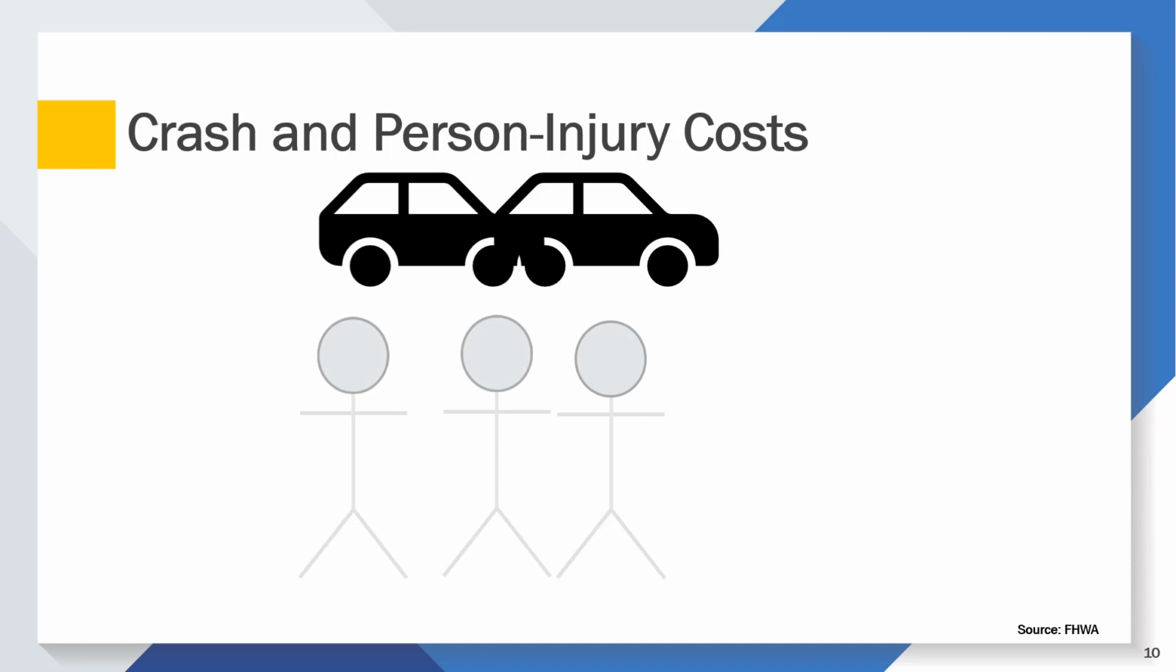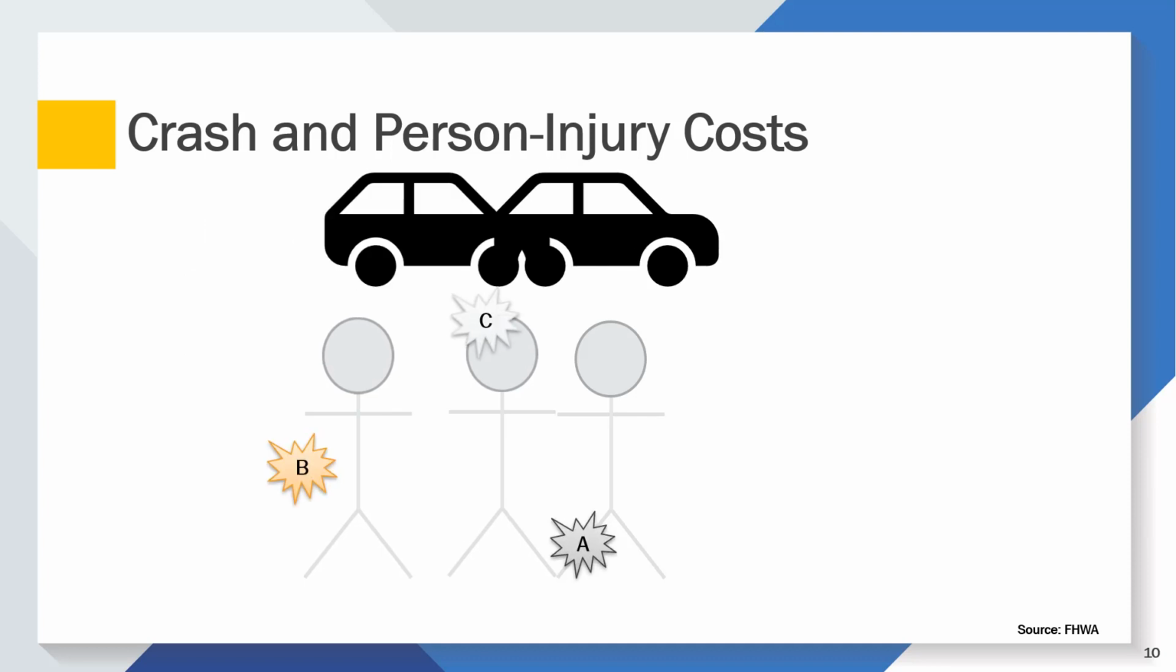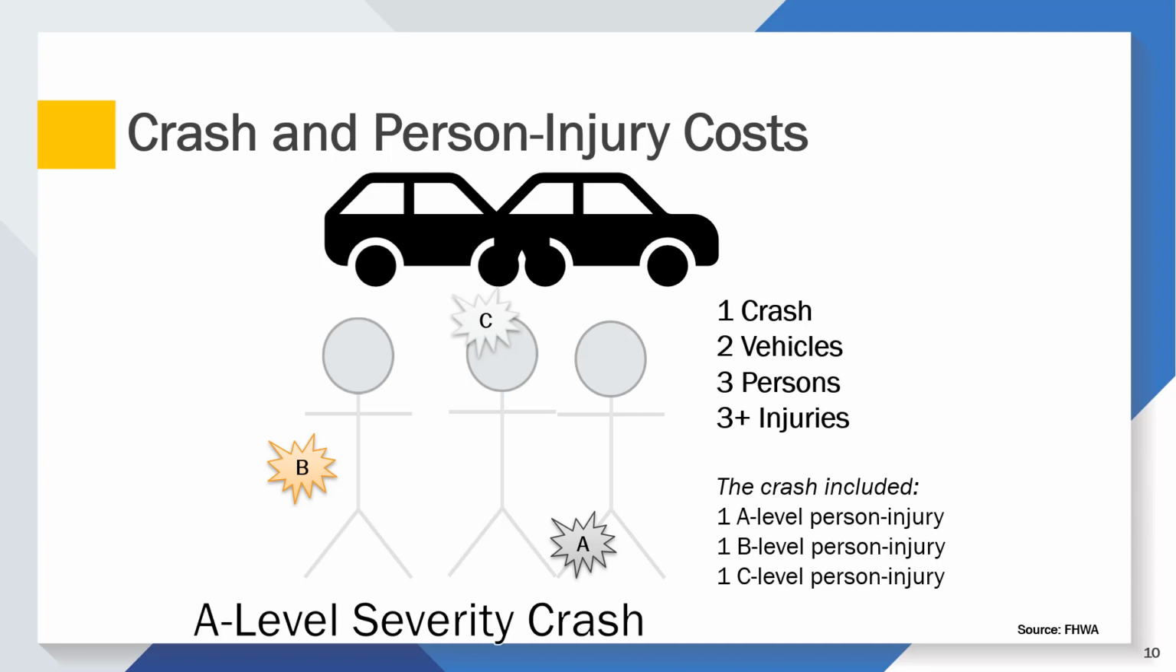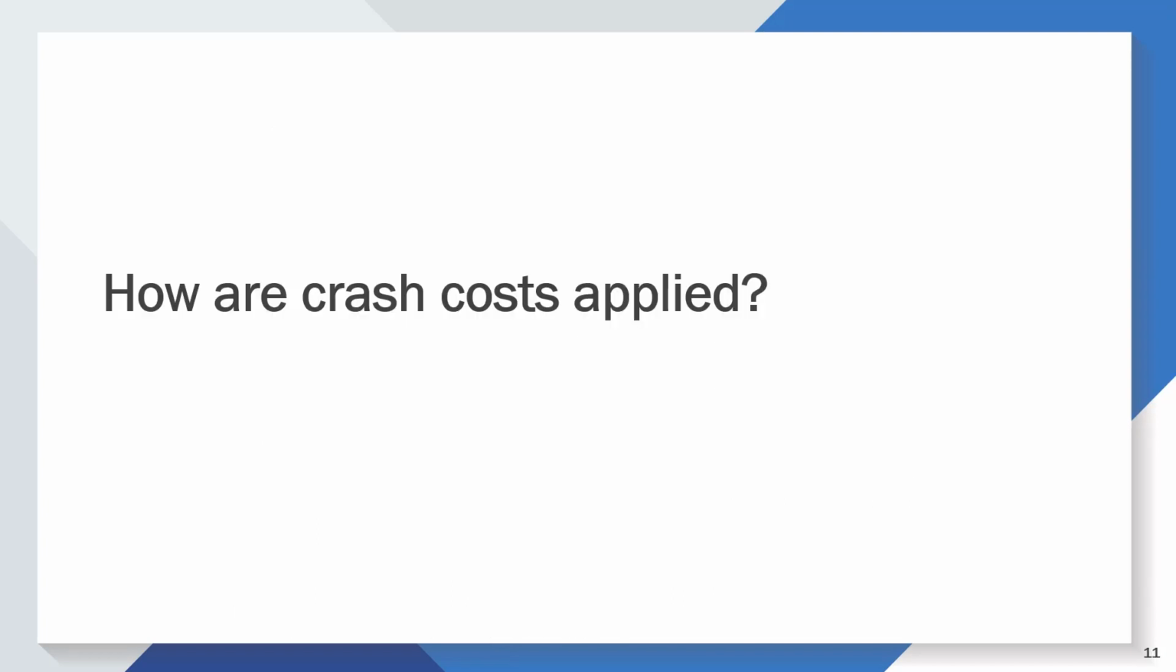As an example, this crash involves 2 vehicles, 3 people, and 3 injuries, including 1 A-level person injury, 1 B-level person injury, and 1 C-level person injury. As such, the overall severity is defined as an A-level crash. The guide uses the term crash costs generally for any costs related to crash impacts. The term unit cost indicates a specific type of cost or its numerical value for analysis.